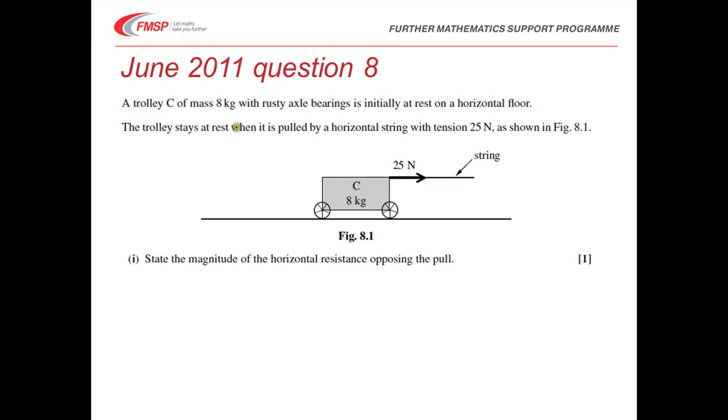We've got a trolley of mass 8 kilograms which has rusty axle bearings. That obviously is creating a resistive force, and it's initially at rest on a horizontal floor. The trolley stays at rest when pulled by a horizontal string with tension 25 newtons, and we have to find the magnitude of the horizontal resistance opposing the pull for 1 mark.